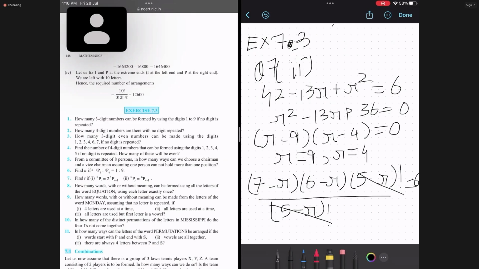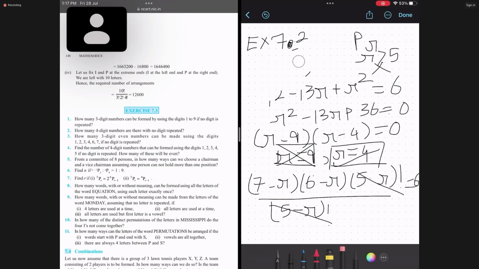Similarly, as we did in the first part, we will reject r equals 9 because in 5Pr, r cannot be greater than 5. This cannot happen. So 9 is rejected. r equal to 4 is selected, and that is our final answer. Okay. And so moving on further in this exercise.